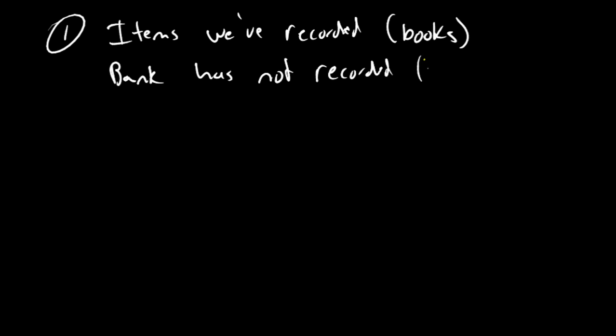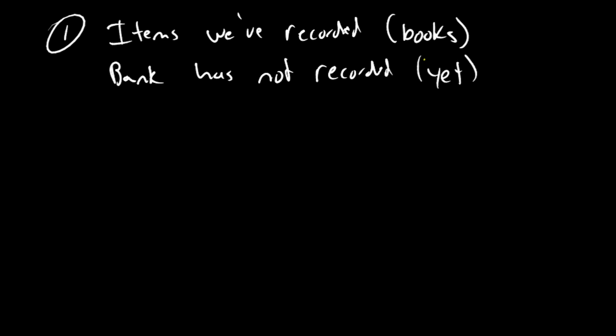First, there's items we've recorded, and I'll say that's on our books, on our records, that the bank has not recorded. And I'll put yet in brackets because they will. And so let's talk about this for a moment. Items that we've recorded in our books that the bank hasn't recorded yet, how does that make sense?